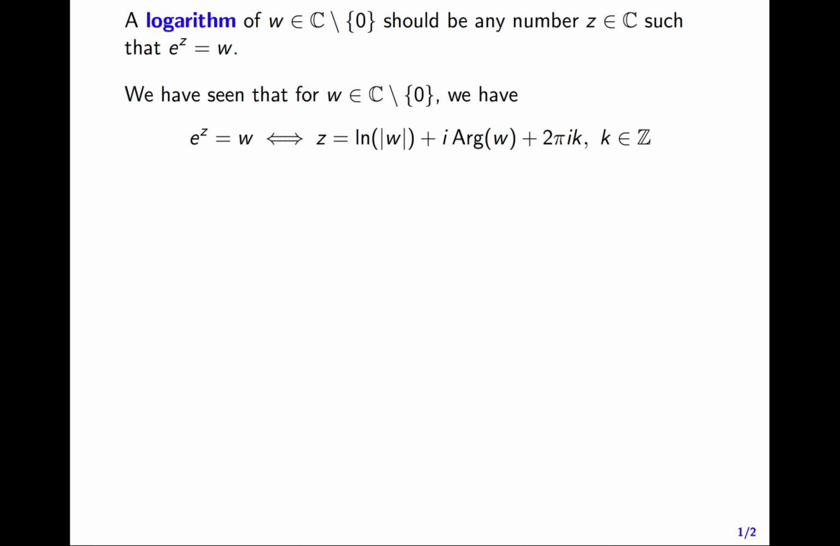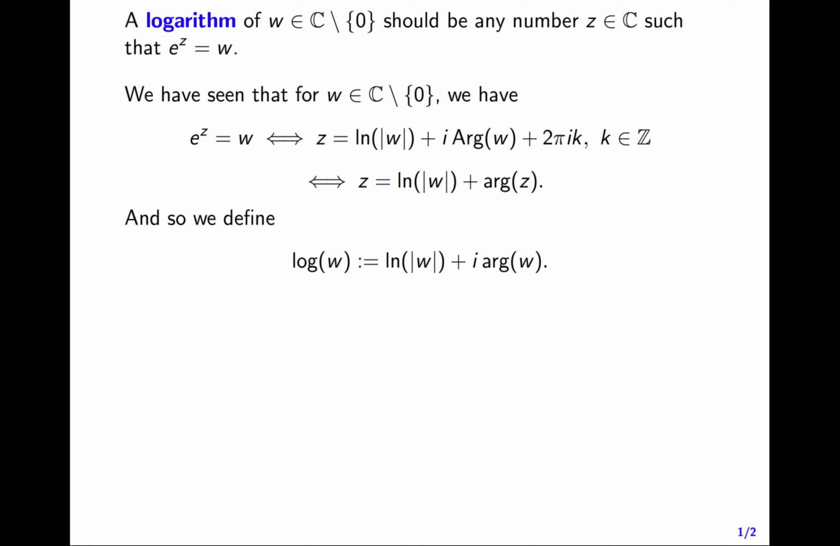Namely, if w is a non-zero number, we know that we have e to the z equals w if and only if z is equal to the natural log of the modulus of w plus i times the principal argument of w plus 2 times pi times i times k for some integer k. In other words, z must be equal to the natural log of the modulus of w plus i times the argument of w, where in the second line after the if and only if, I'm interpreting the right side, natural log of modulus of w plus i times argument of w, as a multi-valued or set-valued function.